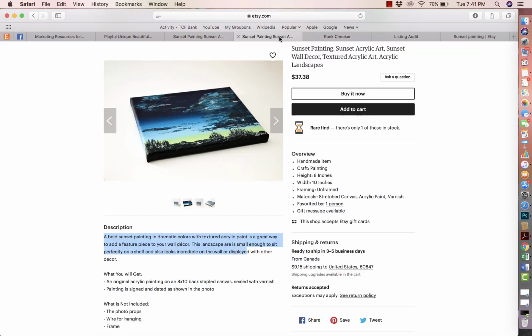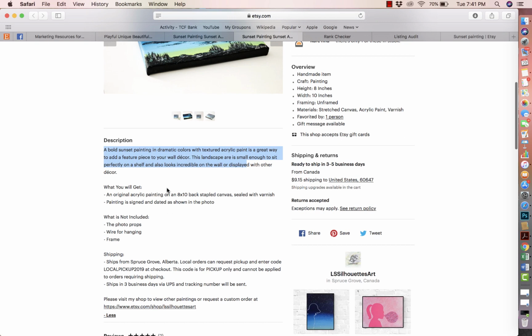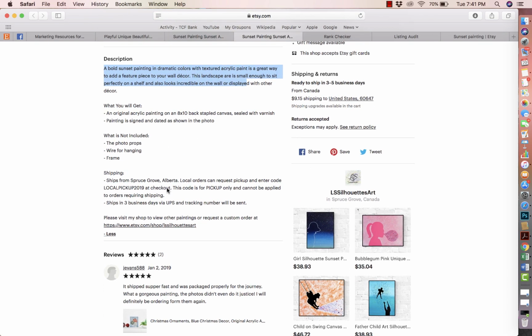What you also want to do as an on-page SEO factor is take those keywords that you researched and optimize your listing. You want to use those keywords in your listing description naturally, with a nice flow. You don't want to stuff the keywords, but you want to include them in there.